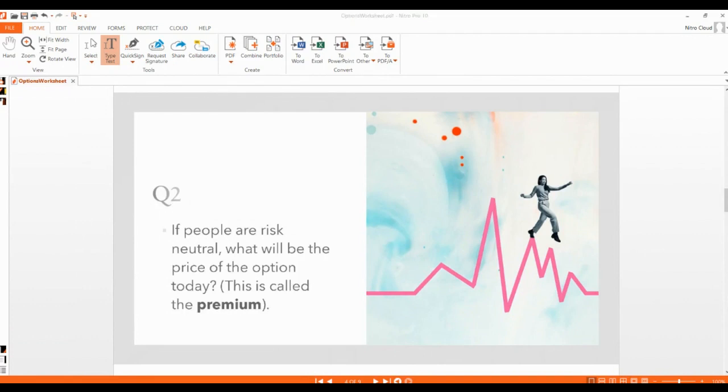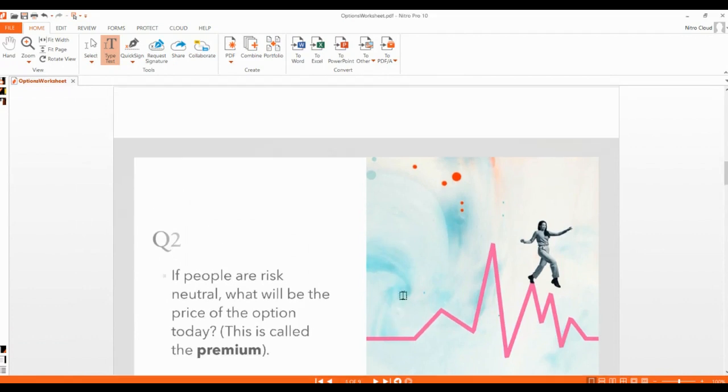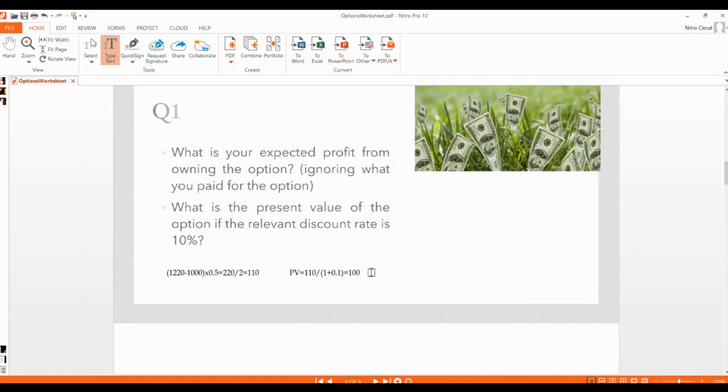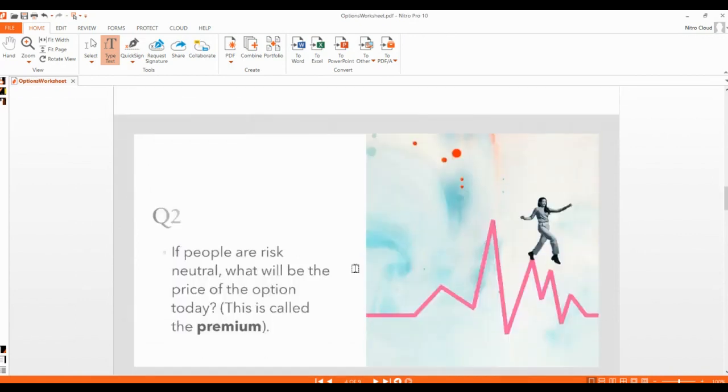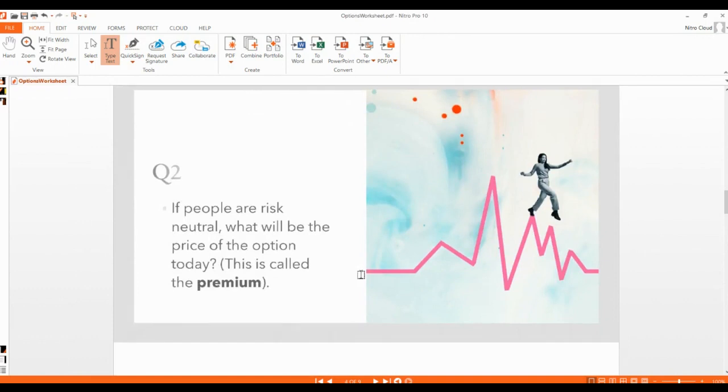If people are all risk neutral, then of course the premium, the amount that you would want to pay for this asset, would be precisely this present value. Anything different would open up the possibility of arbitrage opportunities.